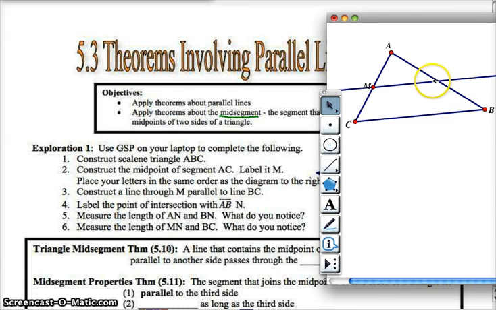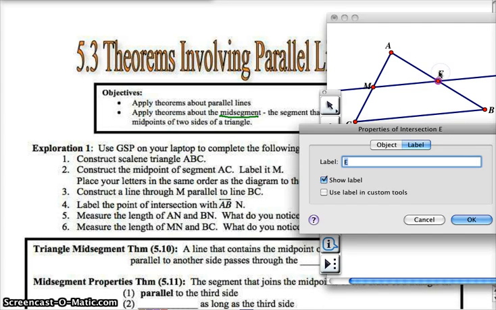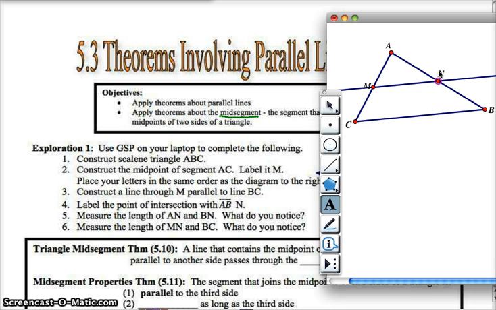So I need to label this point of intersection right here. So I choose my point, I make sure both of those are highlighted. Now I know my point is on both of those, the line and the line segment there, and I want to label that point N. So I click on that. It's not going to label it N, so I have to double click, and then I can change it manually by typing in N. Okay, now we're all set.